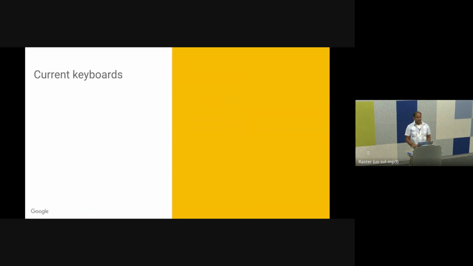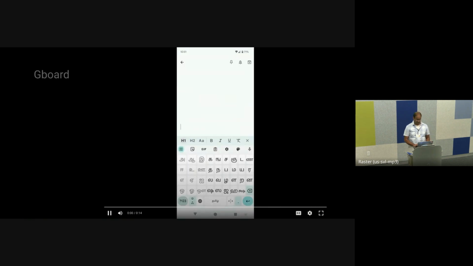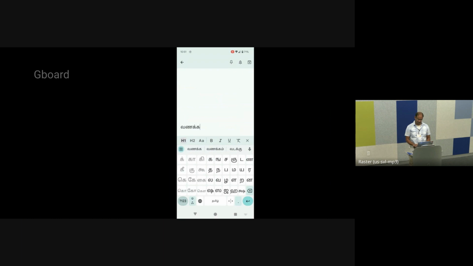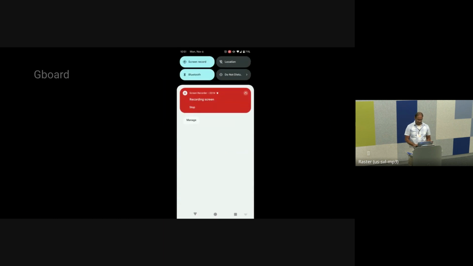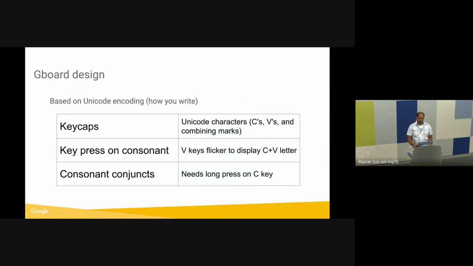Okay, so let's take a look at what the current keyboards do. So this is Gboard. And here, this is typing Varnakam. Okay, so what did we just see?